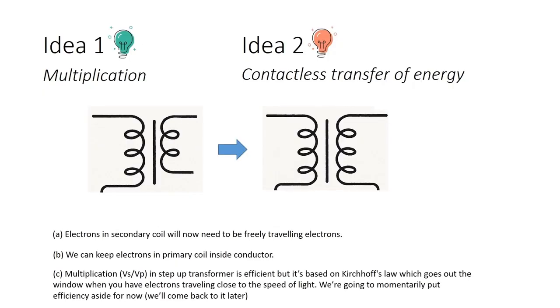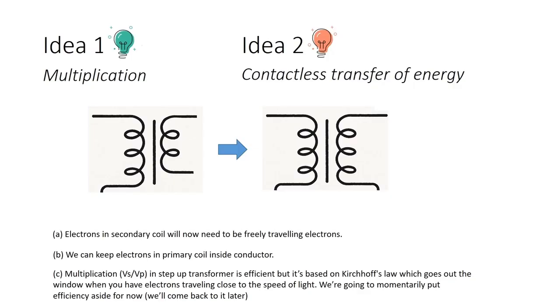Third item in the list is that we're going to have to throw away multiplication efficiency momentarily. We'll come back to it later, but what do I mean by multiplication efficiency? So the step-up transformer gives us a ratio that is larger than 1 of the voltage in the secondary coil to the voltage in the primary coil. And the reason for that is because that ratio is equal to the turns ratio, the ratio of the number of turns in the secondary to the number of turns in the primary.